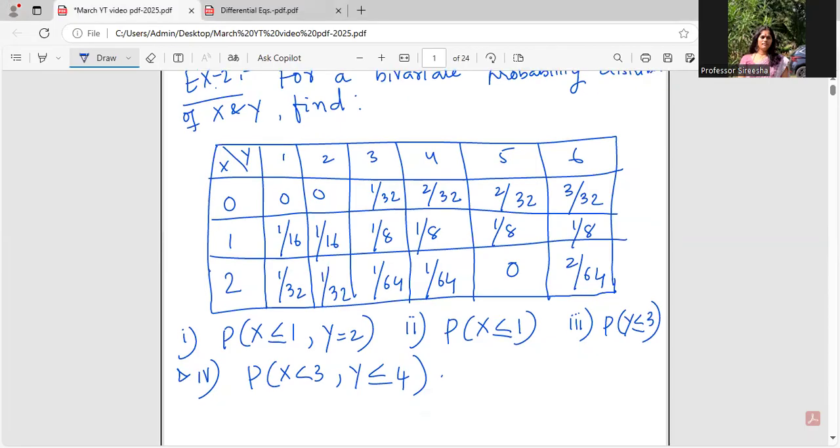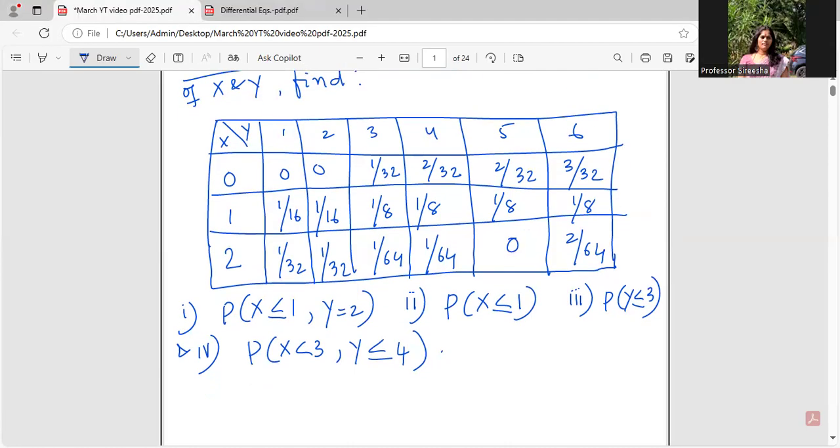Right, so these are all the probabilities. Y value is ranging from 1 to 6. X is ranging from 0 to 2. Now we are being asked different questions.